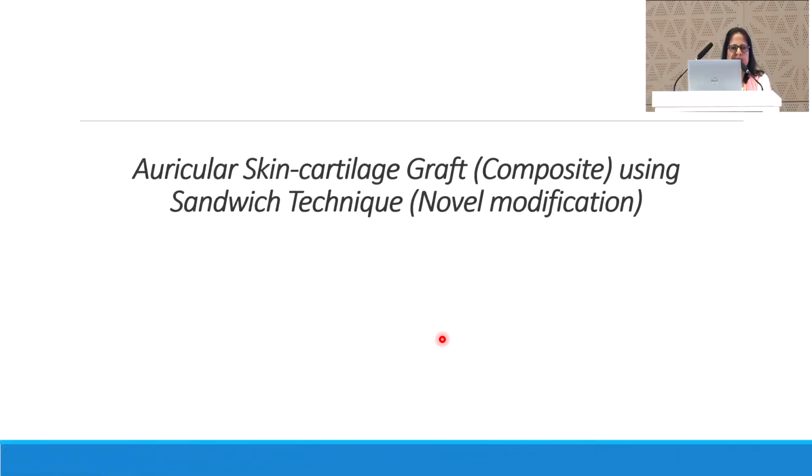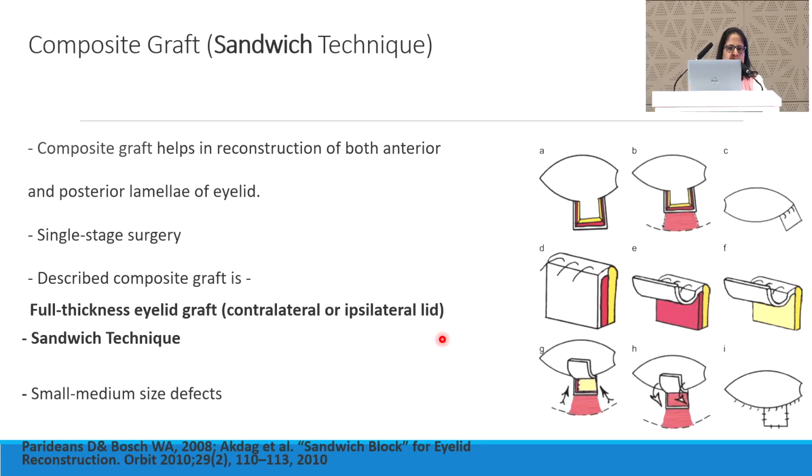But it's important that we go on to some newer techniques also. This is a novel modification of the sandwich technique, which was published by me. So, what was novel about this? The sandwich technique was described way back in 2008, and in this the authors took a block of full thickness eyelid from the normal eyelid, as you can see in the picture here. So from here the block was taken.